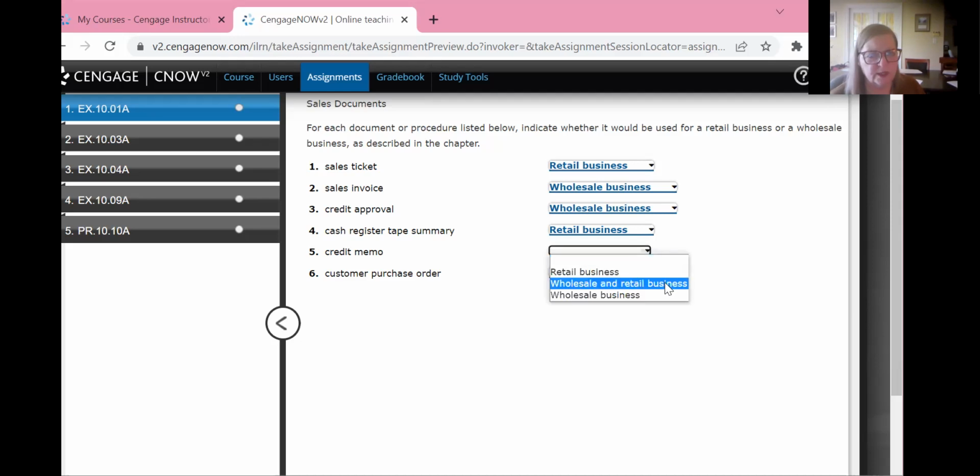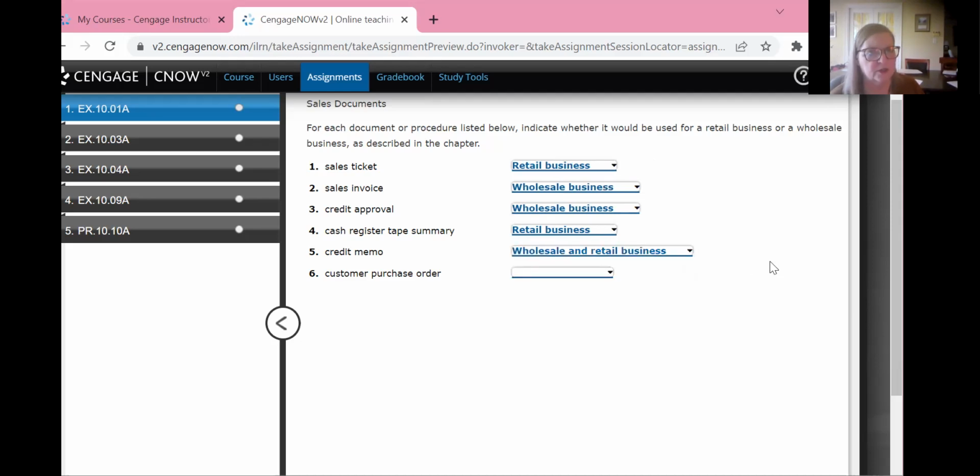The wholesaler or the retailer could issue a credit memo to their customer. And then customer purchase orders is normally talking about the wholesalers also, because normally individuals don't do a purchase order in order to buy something. So that's what they're looking for. They just want you to think about these different forms and which kind of company would use them. So that's not too bad.